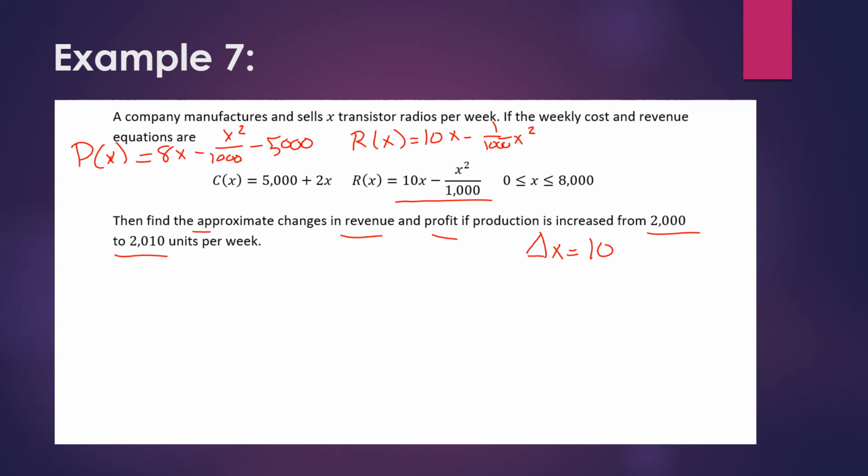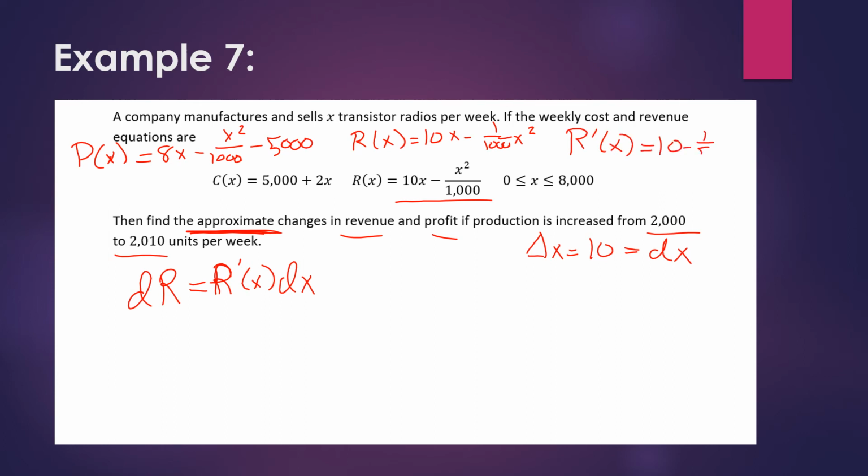So if they want an approximate change, I don't need to actually find delta P and delta R. I can find dP and dR. So I'll say that dR is going to be R prime of x dx. And I'll say that dx is 10. So I need to go ahead and take the derivative of R. So R prime is going to be 10 minus 1 over 500x. So the derivative of 10x is 10. The derivative of x squared is 2x times 1 over 1,000 is 1 over 500x.